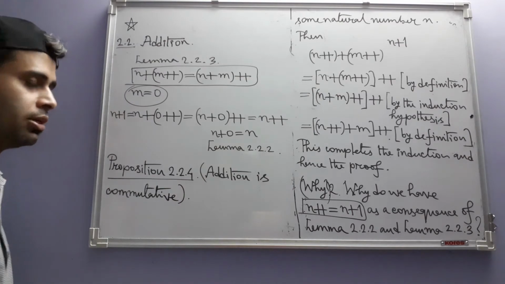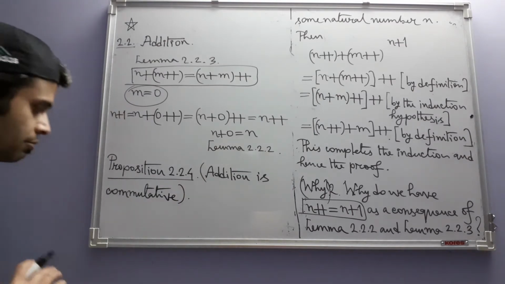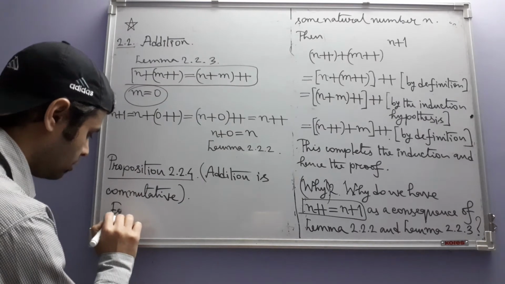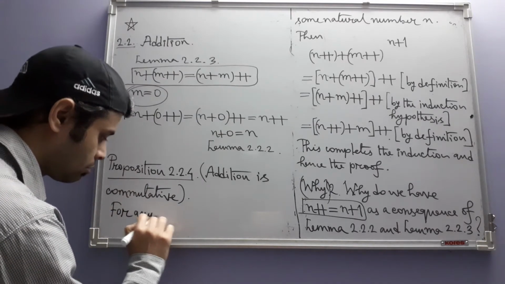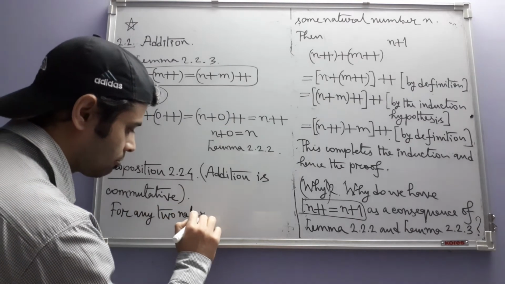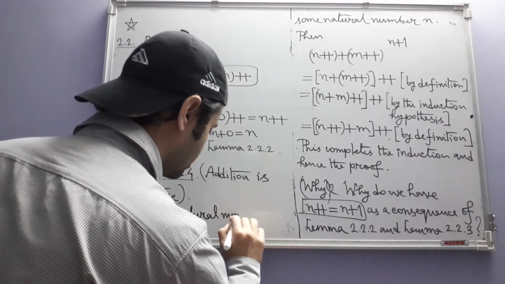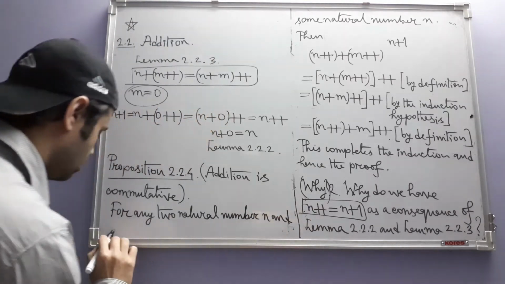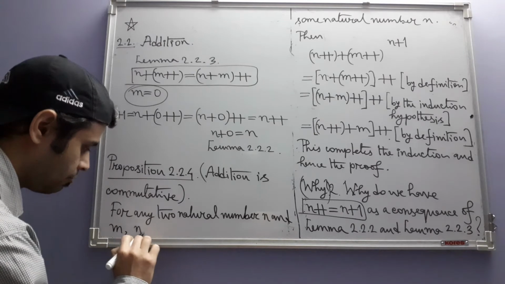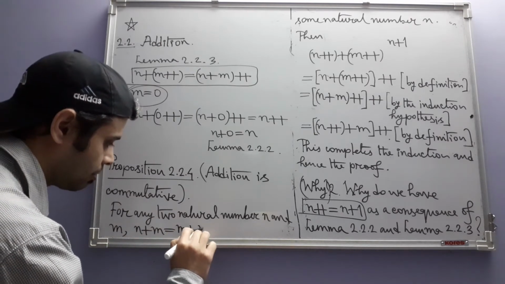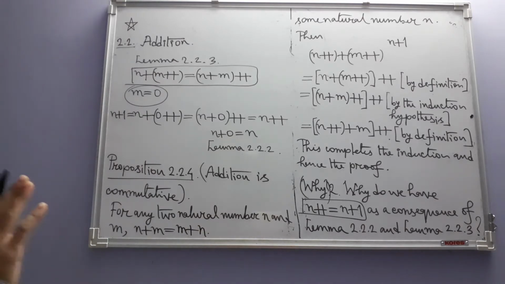Addition is commutative. We are now going to prove this, but first we need to state the result. For any two natural numbers n and m, we have n plus m is equal to m plus n. This familiar result will now be proved.